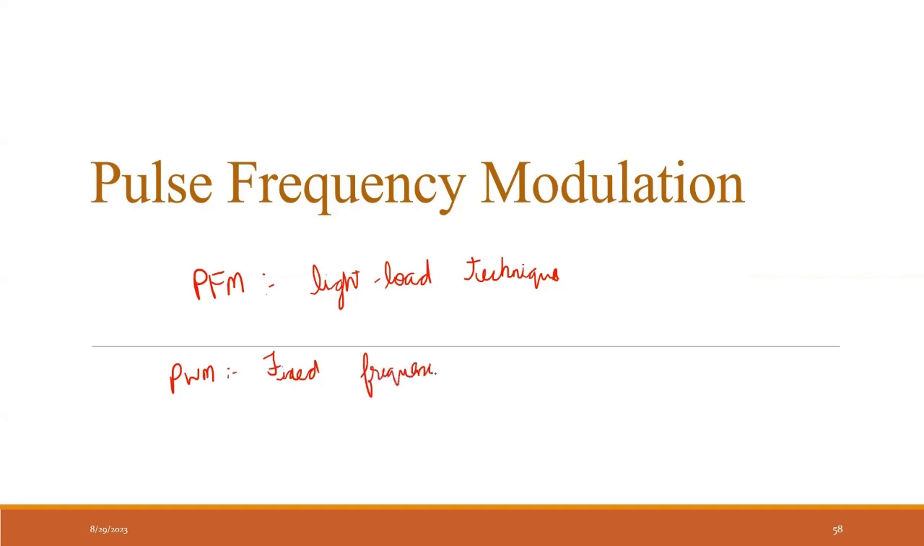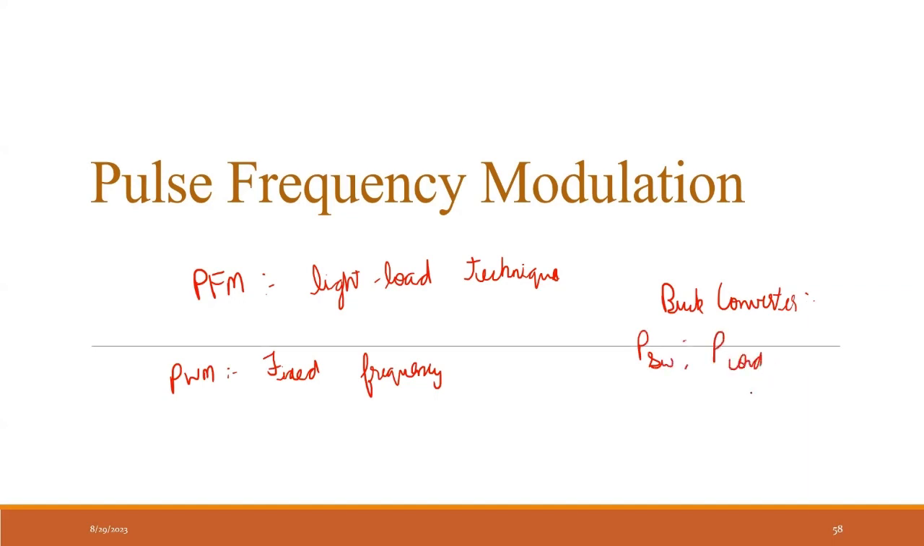Can you tell me what are the losses which occur in the buck converter? Yes, switching loss, conduction loss in the switch, and ESR loss in the capacitor. The dominating ones are the switching loss and the conduction loss.